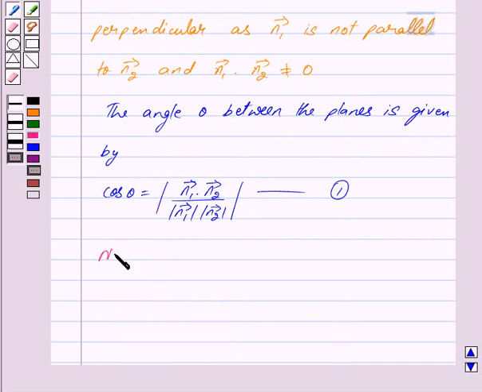Now vector n1 dot vector n2 = (4i + 8j + k) dot (j + k), and this is equal to 8 × 1, which is 8, plus 1 × 1, which is 1, and this is further equal to 9.